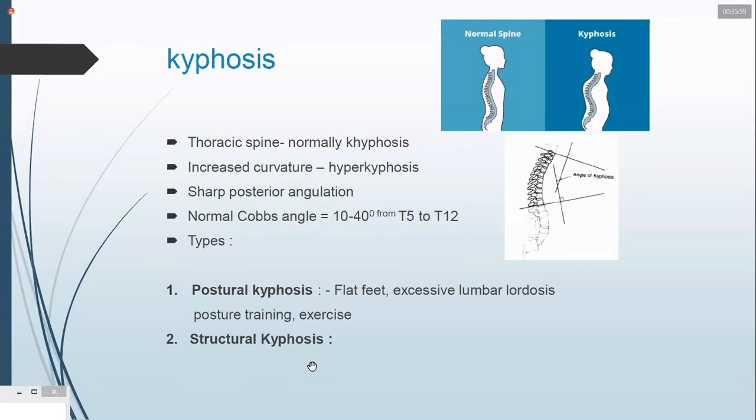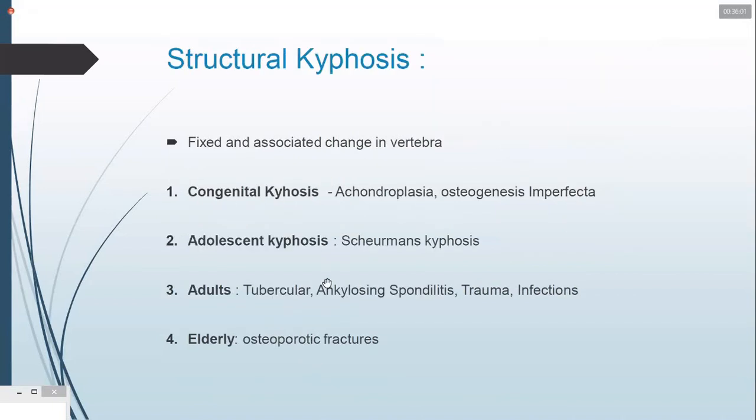When there is structural change, we call it structural kyphosis. Structural kyphosis can further be subdivided into congenital (achondroplasia, osteogenesis imperfecta), adolescent (Scheuermann's), and adults (tubercular, ankylosing spondylitis, trauma, infections), and in the elderly, osteoporosis and osteoporotic fracture. So structural kyphosis is different in congenital, adolescent, adults, and elderly.